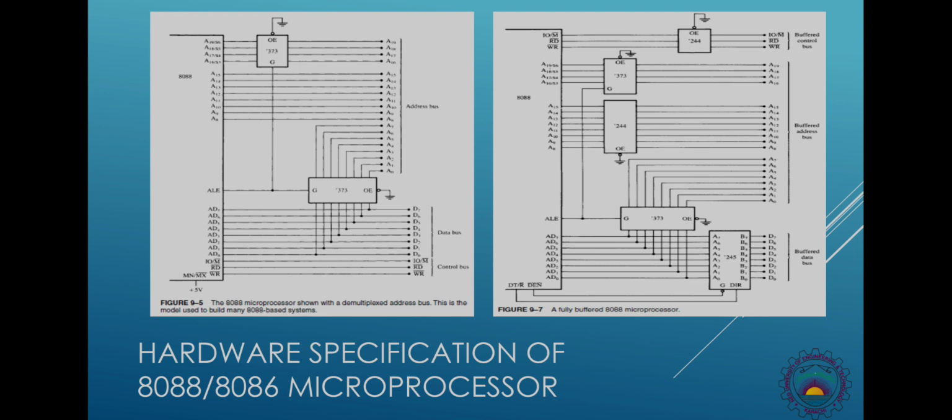In the next figure 9-7, in addition to the latches at AD0 to AD7 and A16 to A19, you have a 74245 bidirectional buffer IC connected with the multiplexed address data lines AD0 to AD7.